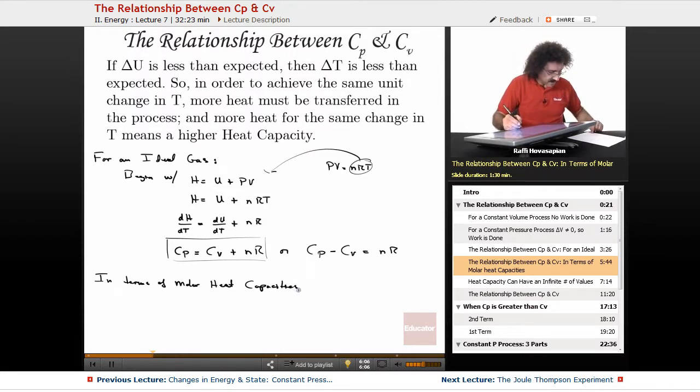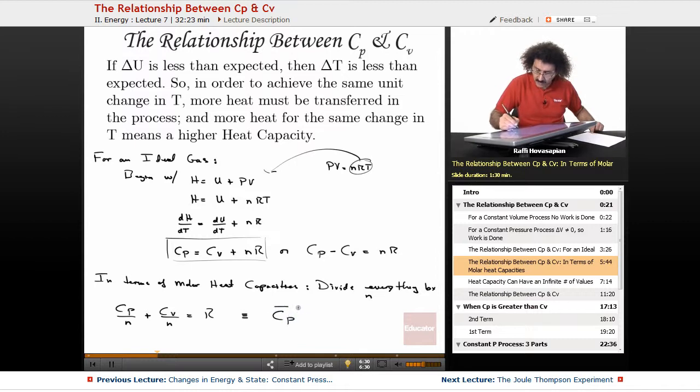In terms of molar heat capacities, just divide everything by n. What you get is Cp over n minus Cv over n equals R. All molar variables, just put a line over them. I am messing up all of my plus and minus signs here. Minus, there we go, Cp minus Cv equals R.